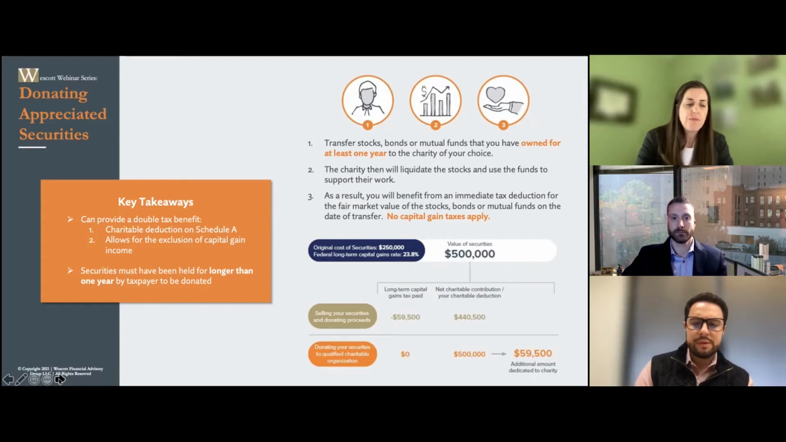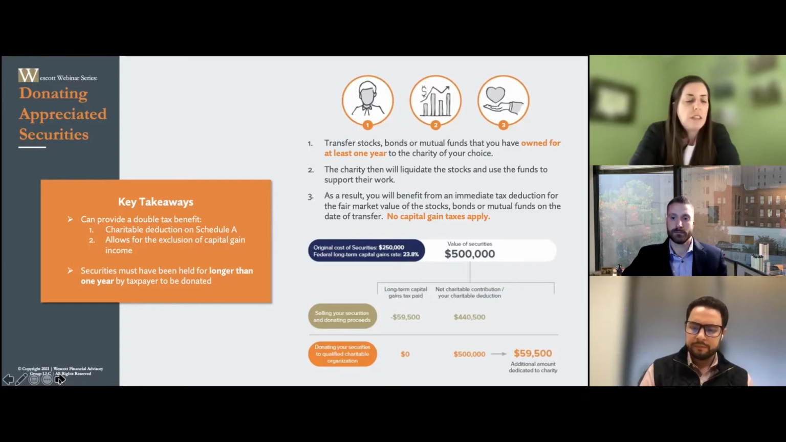So then what's the tax benefit here? There's a double tax benefit. First, you take the charitable deduction on Schedule A of your return for the fair market value of what you've gifted. And then second, you can exclude any capital gains income that you would have incurred if you had sold. Well, that's a great benefit both to the donor and the recipient. What does that look like in practice?